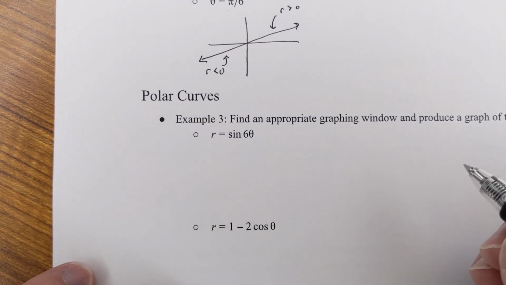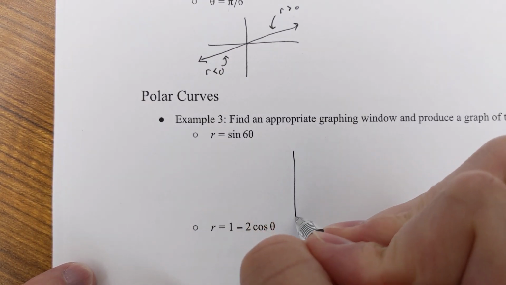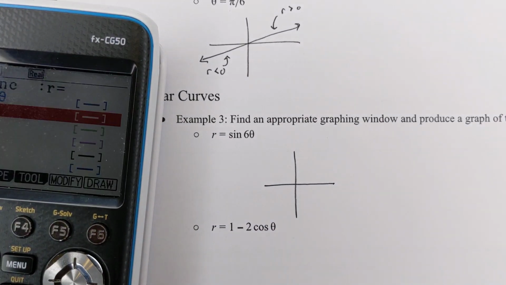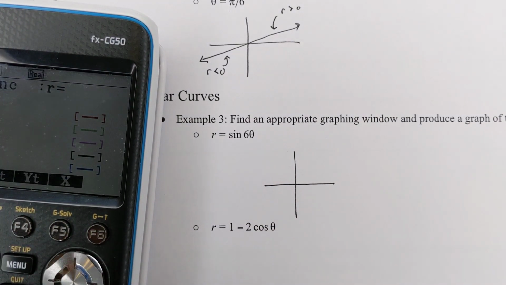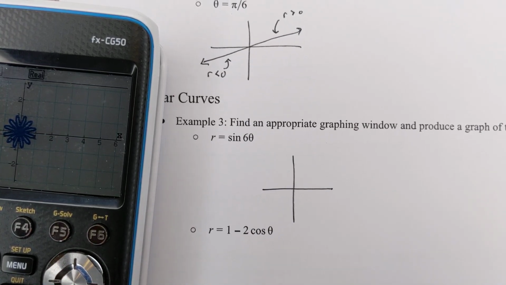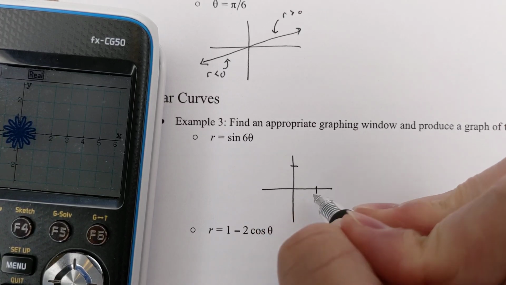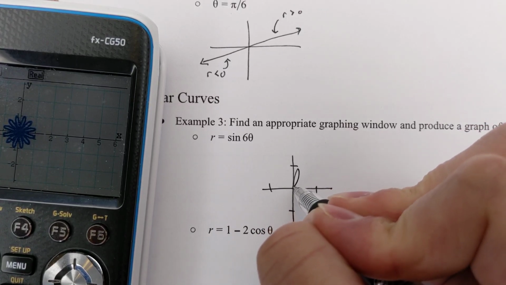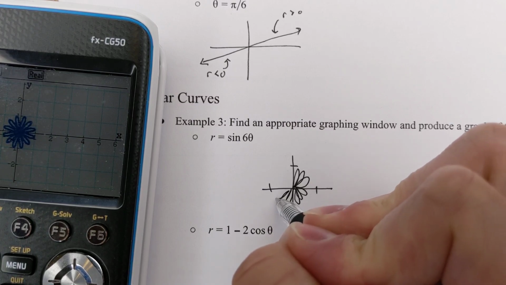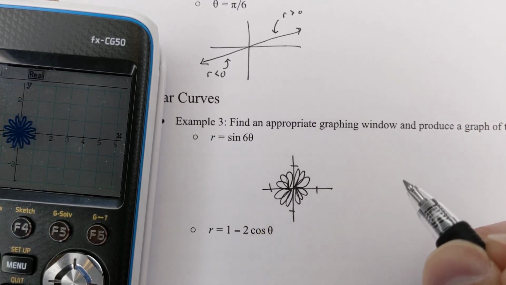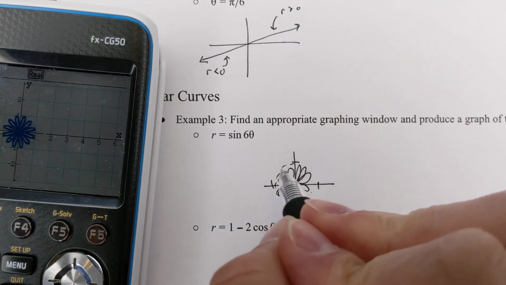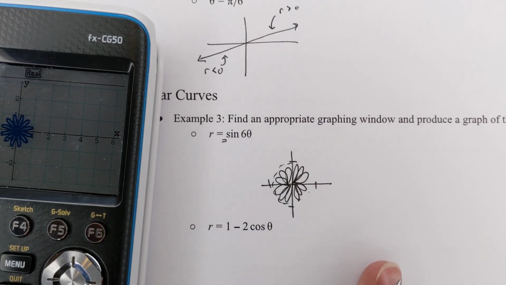Okay, produce the graph of the polar curve. So this guy, your calculator can graph in polar equations. We got sine 6 theta. So it looks like this. So this is actually a rose with 12 petals, like that. That actually should go out to a radius of 1, because that's the coefficient here.